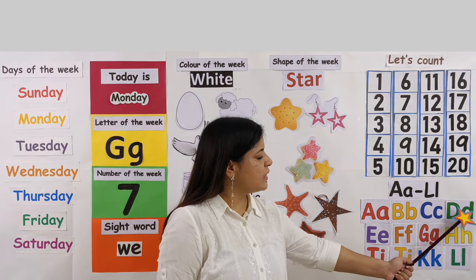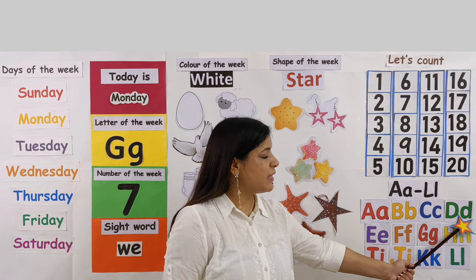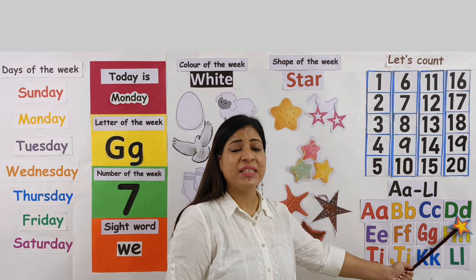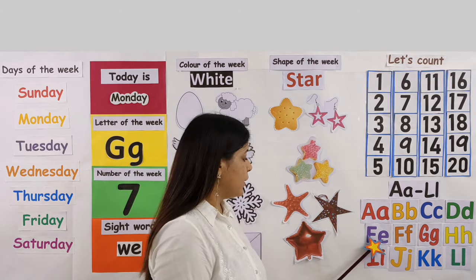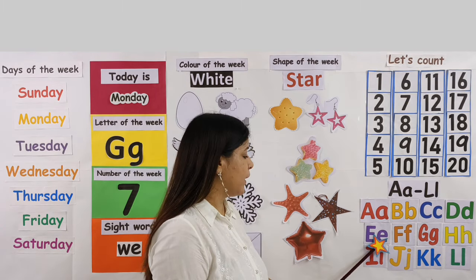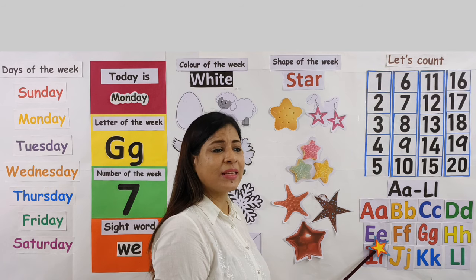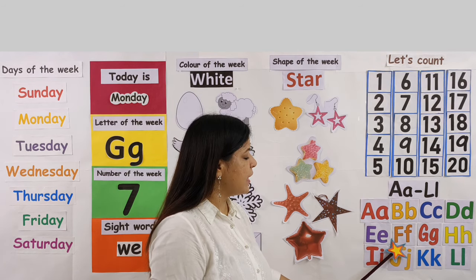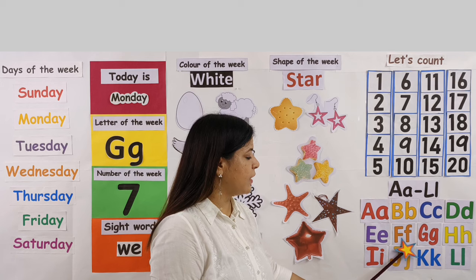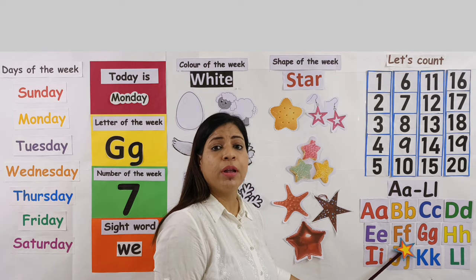This is uppercase letter D. This is lowercase letter D. Letter D makes the sound D. This is uppercase letter E. This is lowercase letter E. Letter E makes the sound E. This is uppercase letter F. This is lowercase letter F. Letter F makes the sound F.